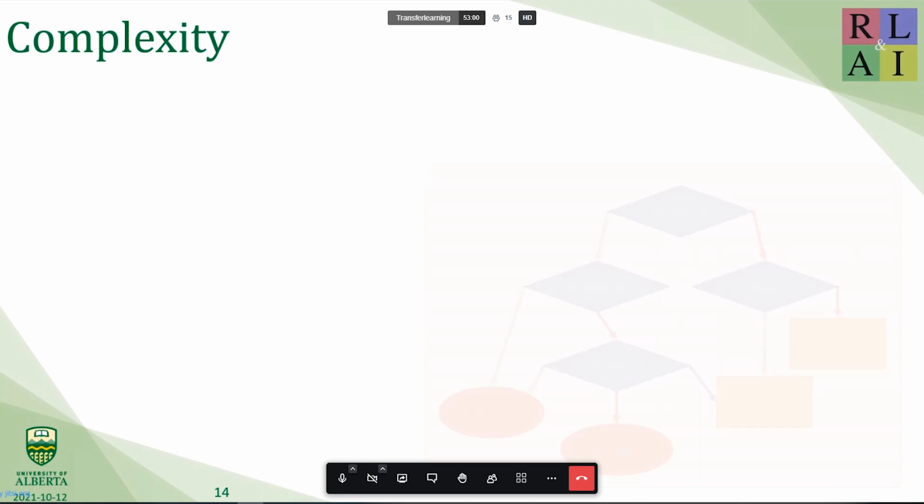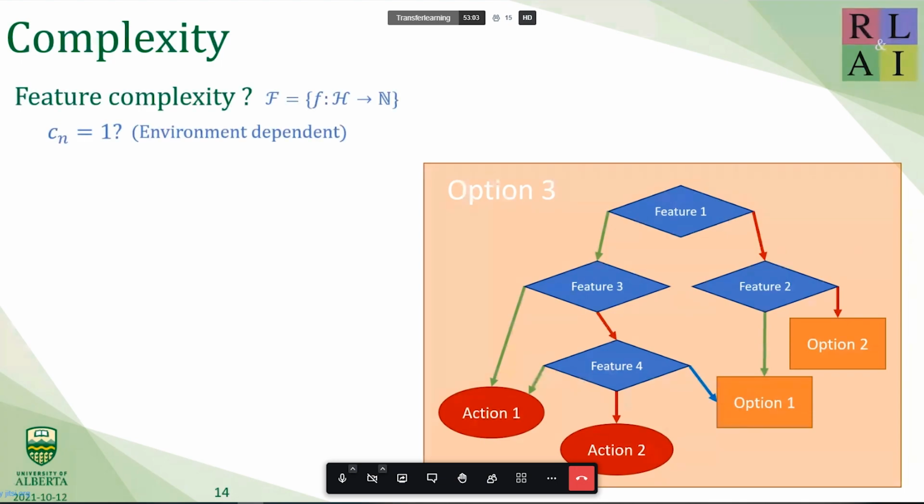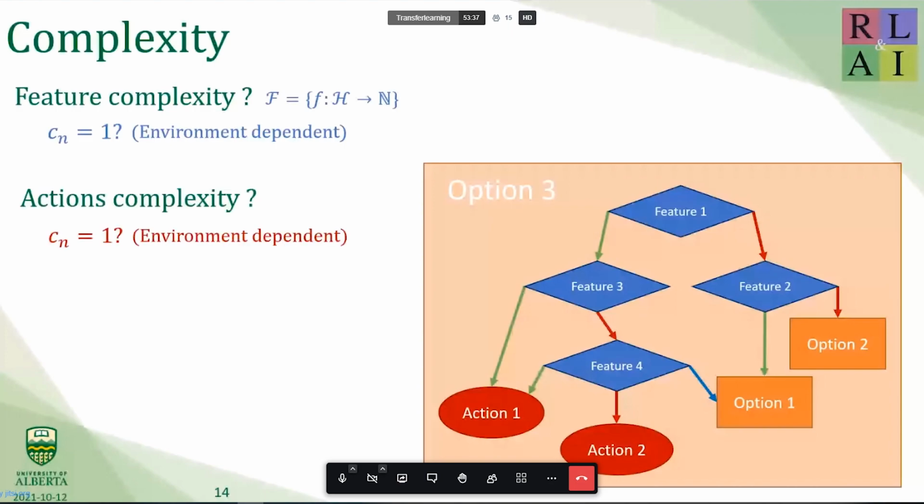And why should this structure help us for complexity? If you look at the features complexity, the features being the things that make you decide, the questions that we had before, the questions that you ask yourself have a complexity, and it can be very difficult to evaluate this in general, because it does depend on the environment anyway. So let's set it at 1 just for the example and what's coming next. But it's very environment dependent, and so we are not very interested in that.